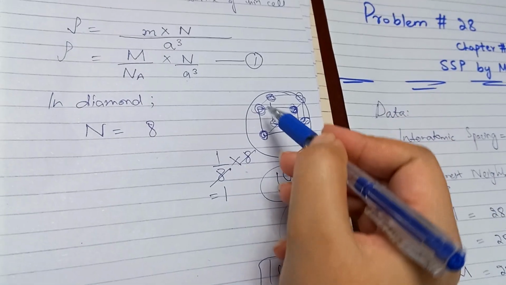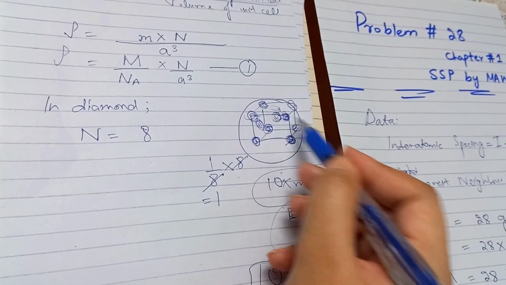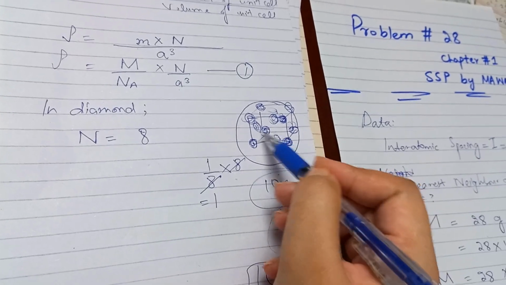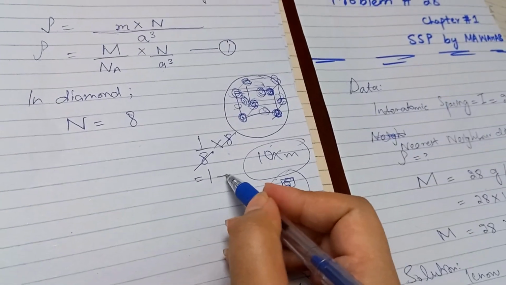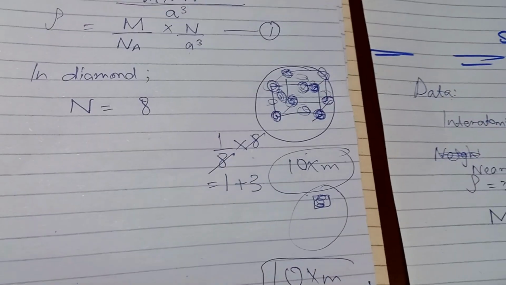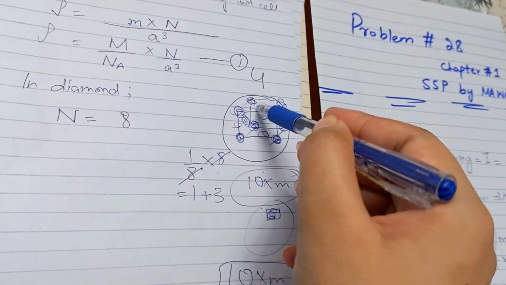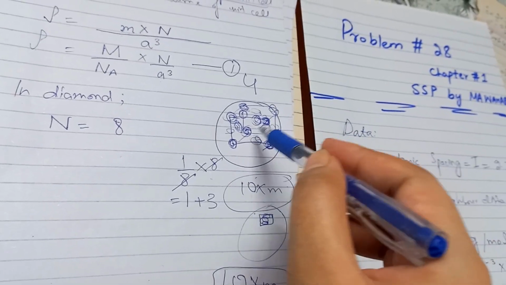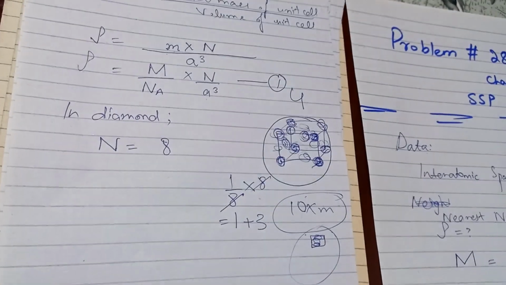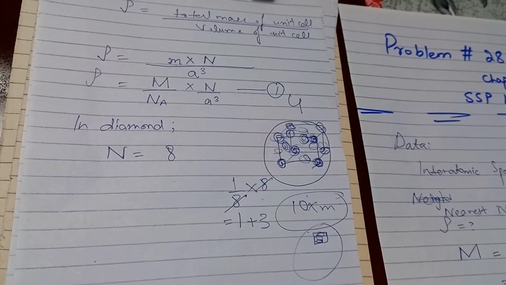Besides that, since it is FCC, there are additional atoms at each of the faces of the unit cell, which are a total of 3 in contribution. And besides that, we have 4 atoms at the tetrahedral positions inside the diamond lattice. That is what makes it different from the normal FCC cube.